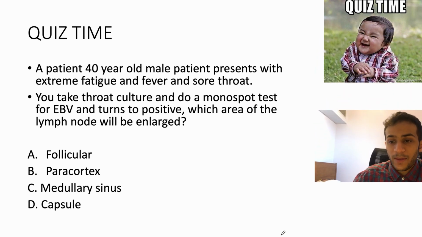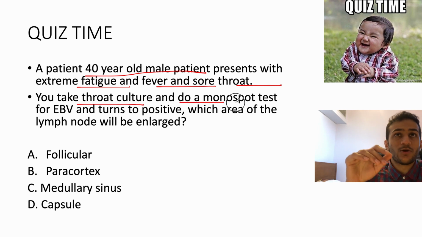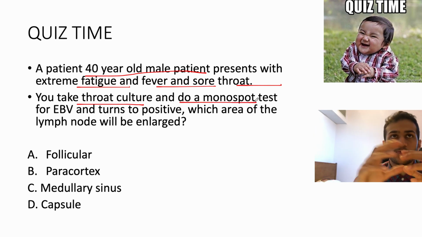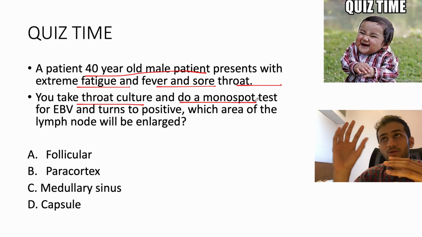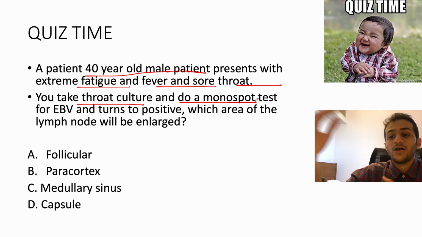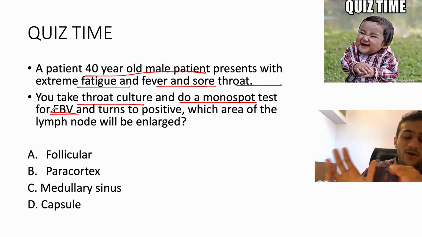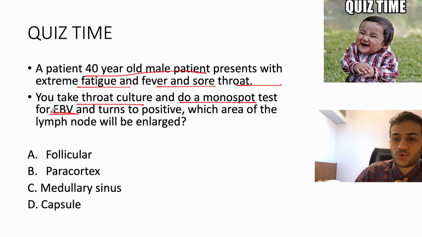You have a 40-year-old male patient who comes to you with fatigue, fever, and sore throat. You take a throat sample and do a monospot test. In the monospot test, we look for anti-heterophil antibodies, which are horse antibodies, so they're heterophil, kind of like a different organism, and you find out that he's EBV positive. Usually EBV occurs in younger patients. I should have probably mentioned it was a 20-year-old patient, but okay, and it turns positive.